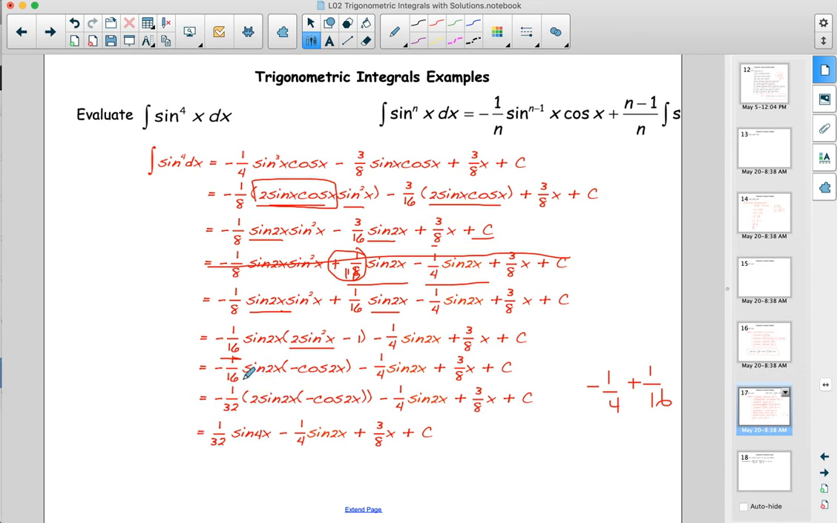Now what I want to do is, see how I have a sine 2x and I have a cos 2x? If I can get a 2 in front of that, I would now have sine of 4x. So to bring the 2 out in front, I'm going to rewrite this as 1 over 32. It now becomes 2 sine 2x cos 2x. I'm just going to make those pluses now. I should have done that earlier.